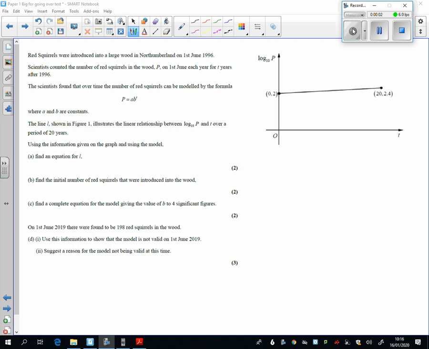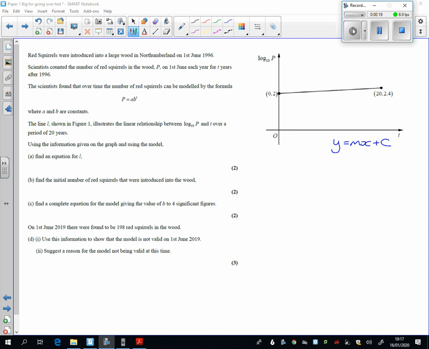Question 7, lots to read. We've got a straight line graph to look at to begin with. I mean, this is literally find the equation of the straight line. And you know that normally a straight line will be y equals mx plus c. So let's find out the gradient.